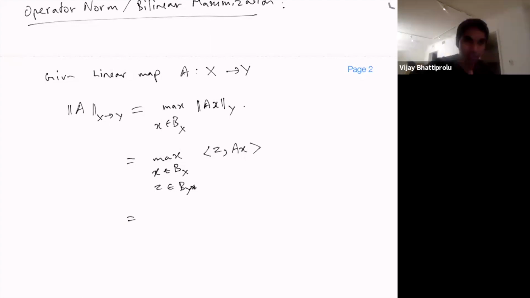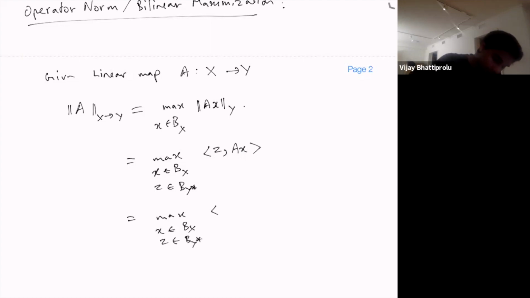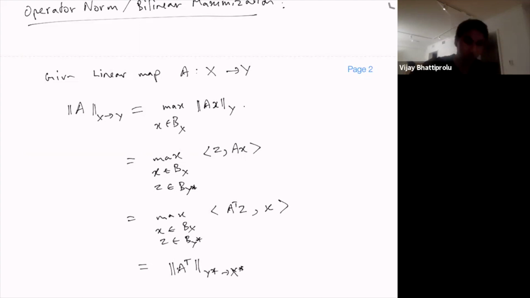And let's derive some more equivalences. So this is in turn equal to the maximum over x and z, in the same sets B_X and B_{Y star}, of the inner product of A transpose z and x, right? Which, by the definition of the operator norm, is nothing but the Y star to X star operator norm of A transposed.